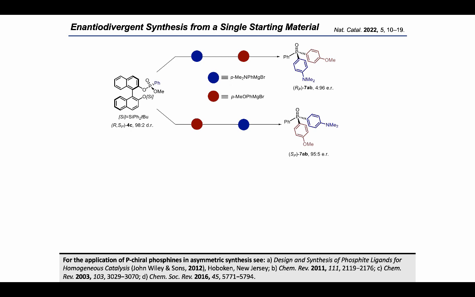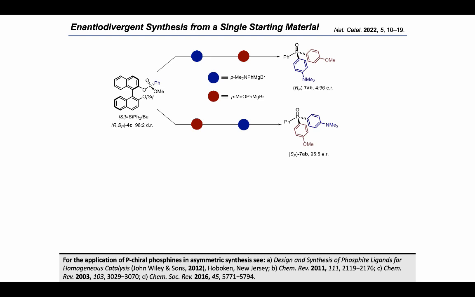The enantio-divergent nature of this reaction is another significant characteristic of our protocol, as shown in this slide. For example, each enantiomer of chiral phosphine oxide 7AB can be generated from single 4C starting material with an excellent enantioselectivity by just altering the addition of the reagent, without caring about the chirality present in the bienol as well as at the P center.